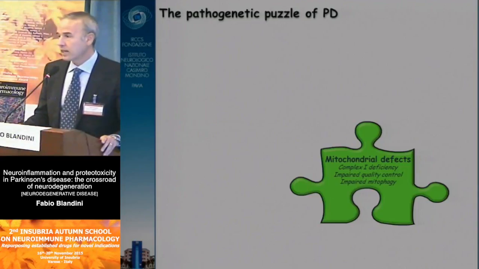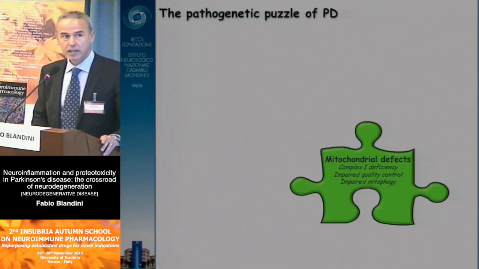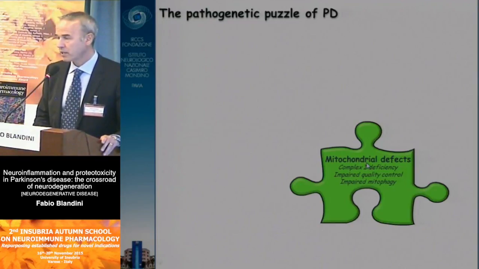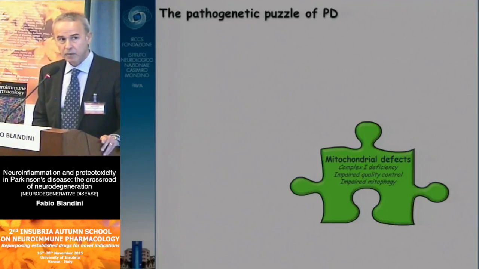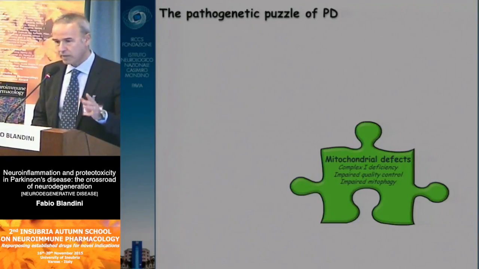Mitochondrial defects, historically speaking, probably is the most important one, because the complex 1 deficiency was a major breakthrough at the end of the 80s when it was demonstrated that this enzyme was one of the main biochemical targets of the disease.